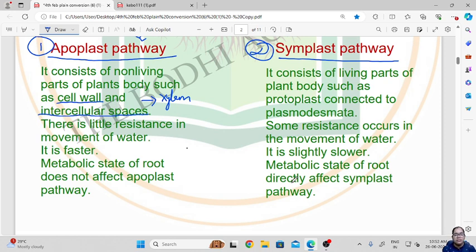What happens is the water has to travel through different layers of plant cells. It will pass through different layers and then reach the vascular system, that is the xylem tissue. Now let us understand the apoplastic pathway and symplastic pathway using the diagram.